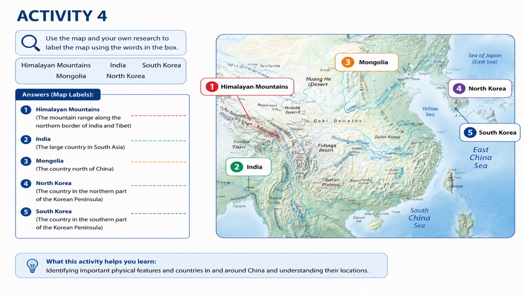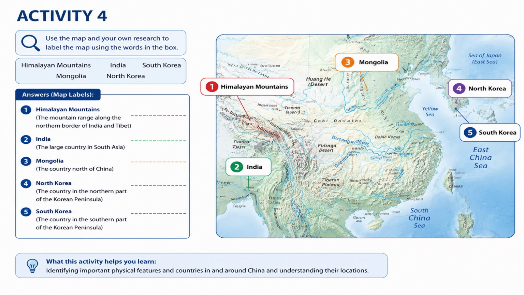As we discussed earlier, this mountain range lies along the border between China and South Asia. It is the home to Mount Everest, the highest mountain in the world. So number 2 is India. India is one of the largest countries in South Asia and is located to the southwest of China.